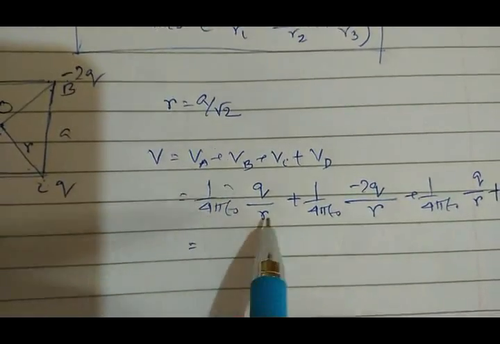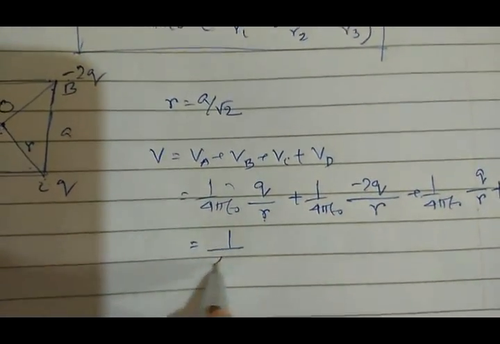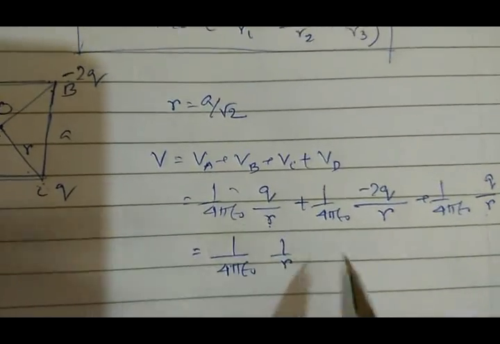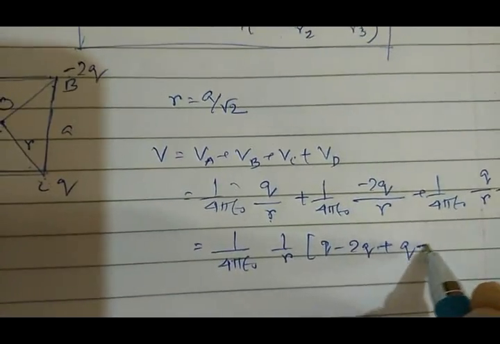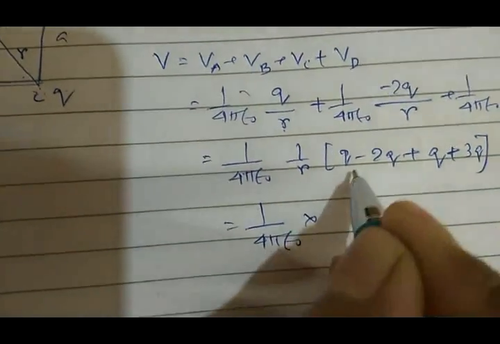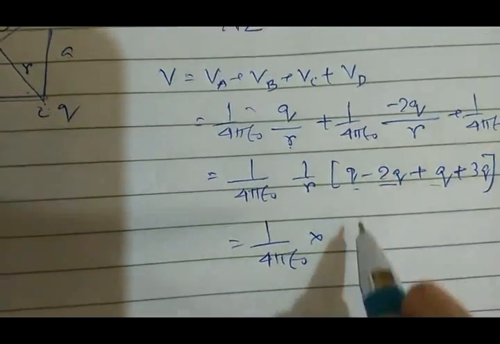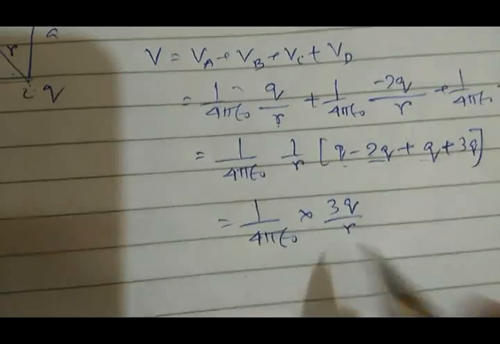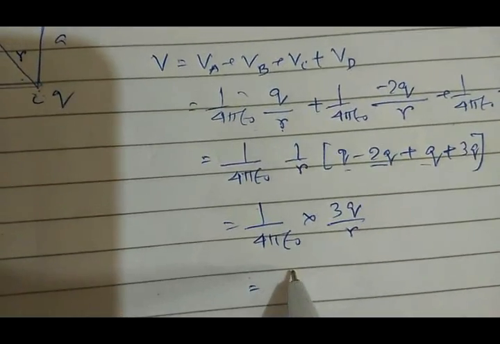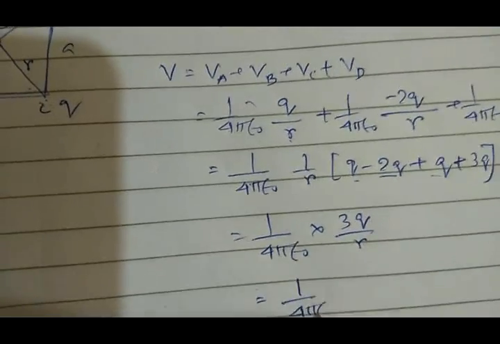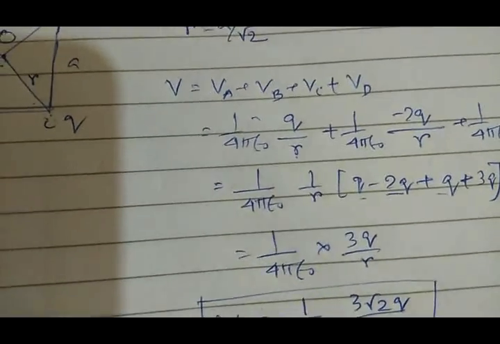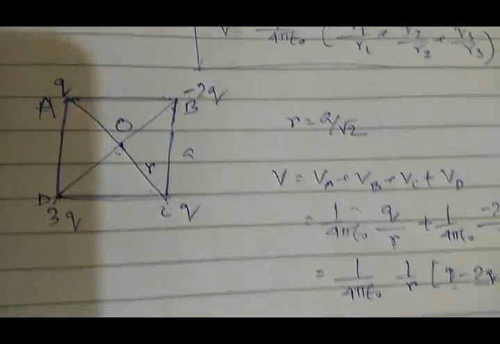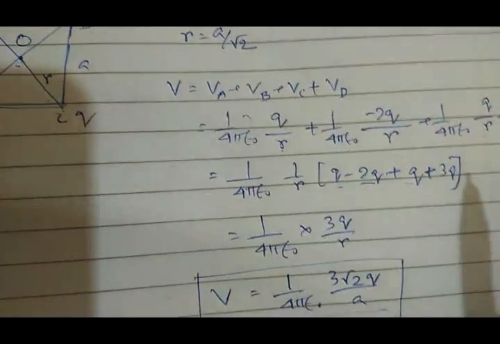So 1 by 4 pi epsilon naught and 1 by R, we can take them common, so it will be Q minus 2Q plus Q plus 3Q, so it will be 1 by 4 pi epsilon naught, minus 2Q and plus 2Q will cancel out, so 3Q by R, and if we put the value of R, we will get 1 by 4 pi epsilon naught 3 root 2 Q by A. So this will be the potential at O due to the system of charges. So you see, we just add them as an algebraic sum.